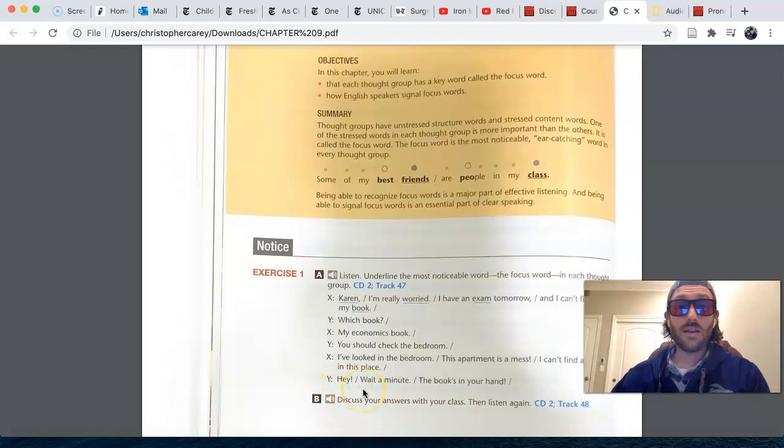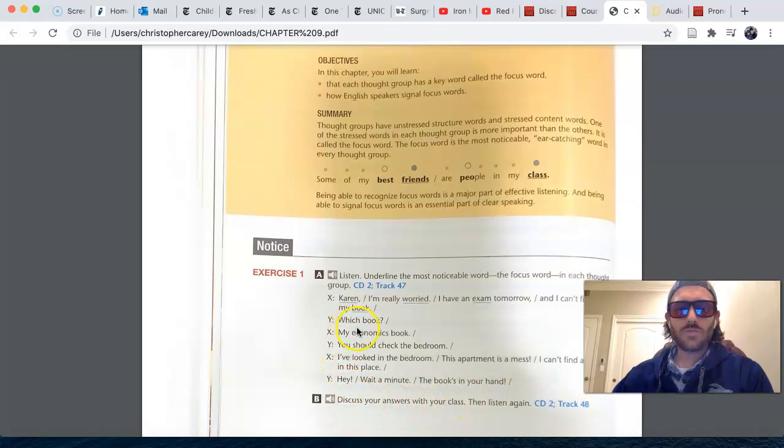Hey, wait a minute. The book's in your hand. Wait a minute. Hey is, there's only one, right? It's got to be the focus word. Wait a minute. Wait is the focus word in that thought group, and the book's in your hand. Hand is the focus word for this thought group.